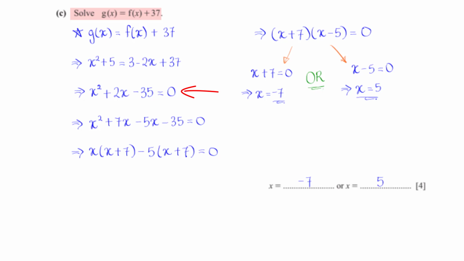And so we replace 2x with 7x minus 5x. And when we factorize this, we get x times x plus 7 minus 5 times x plus 7. And so we can rewrite this as x plus 7 times x minus 5 equals 0. So x plus 7 equals 0 gives us x equals negative 7, and x minus 5 equals 0 gives us x equals 5.